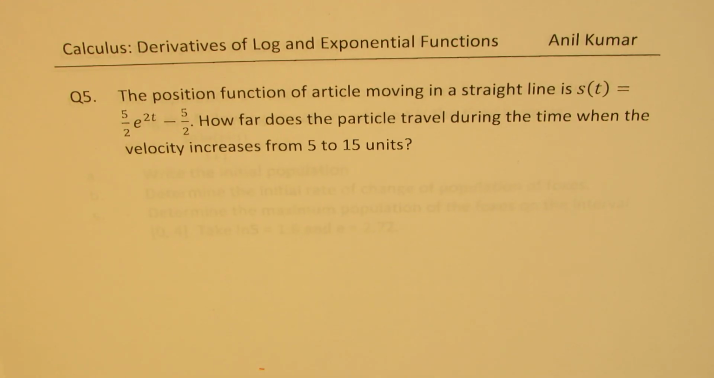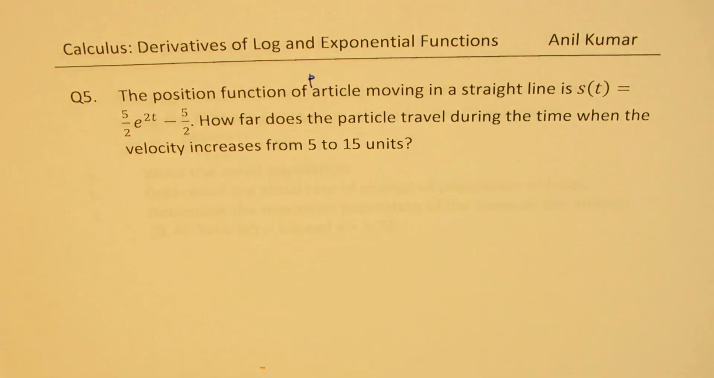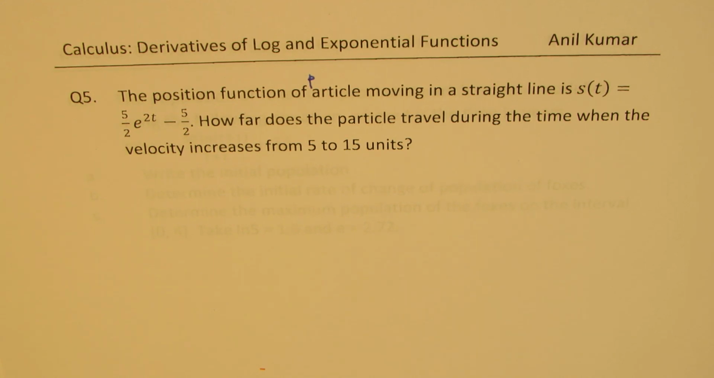Question number 5 is, the position function of a particle moving in a straight line is s of t equals 5 by 2 e to the power of 2t minus 5 by 2. How far does the particle travel during the time when the velocity increases from 5 to 15 units? You can always pause the video, answer the question, and then look into my suggestions.